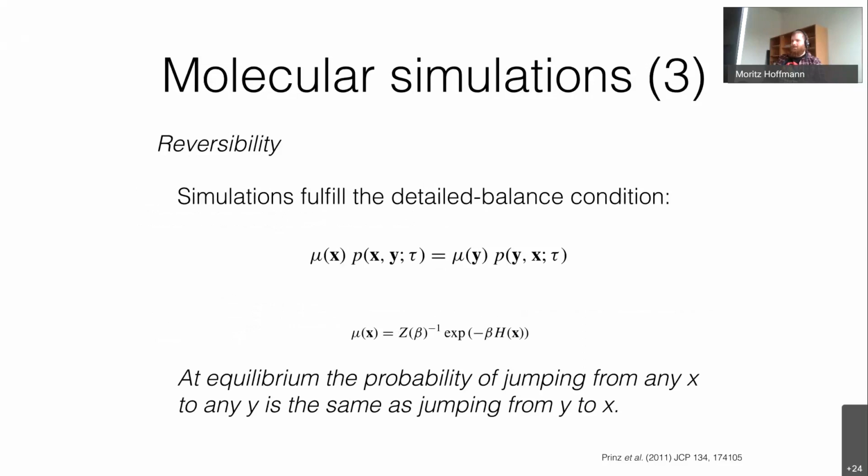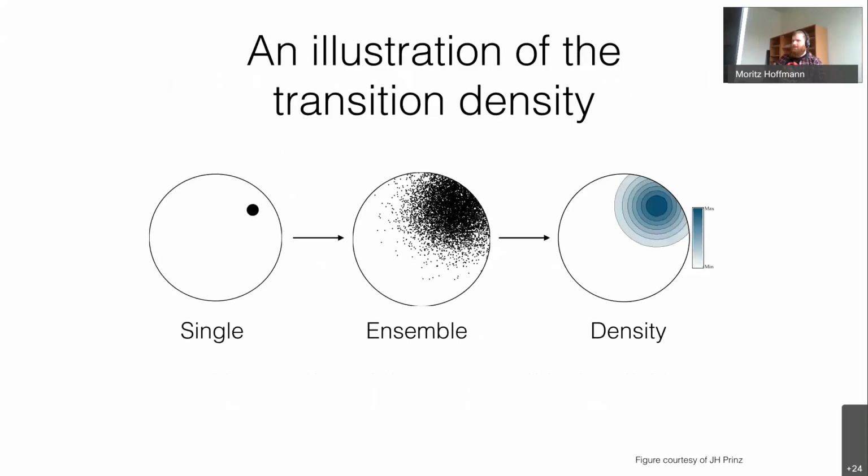And then we also have reversibility. That means that the probability of jumping from X to Y or from Y to X is the same up to this mu, which is the stationary distribution, or the Boltzmann distribution here with the Hamiltonian. And in equilibrium, it's actually equal up to this reweighting factor. Yeah. So this is what we understand of reversibility.